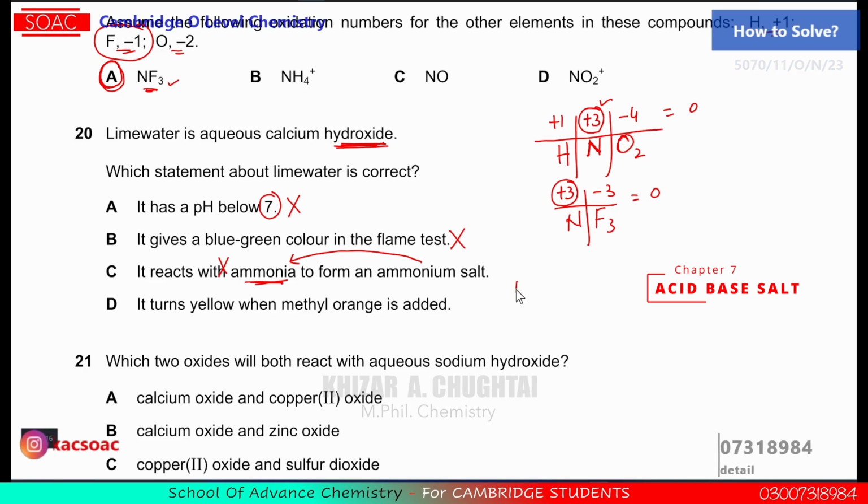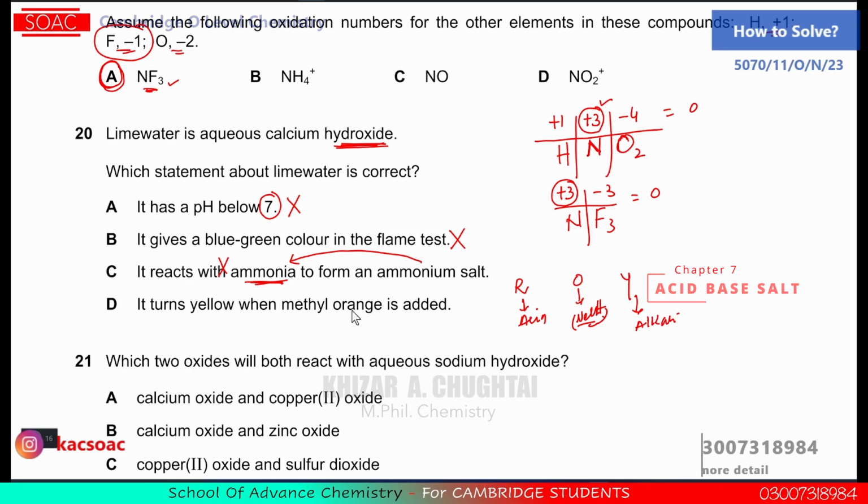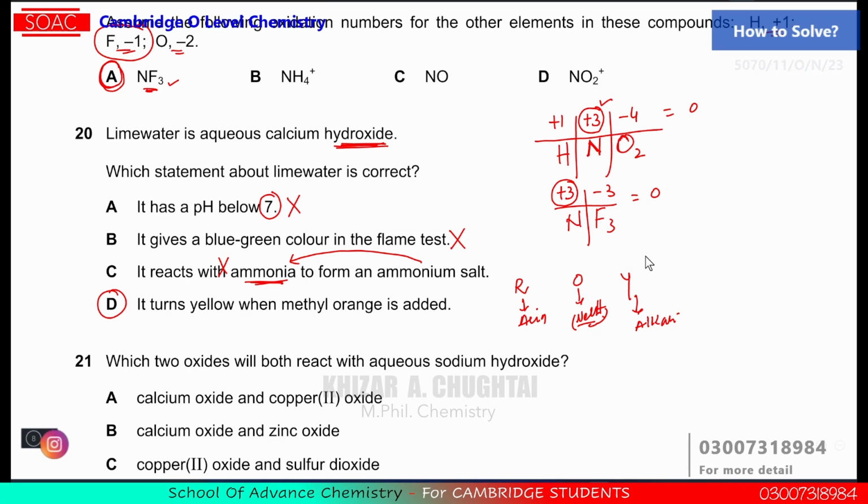D, it turns yellow when methyl orange is added. Yes, methyl orange shows three colors: red, orange, yellow. Red in acid, orange in neutral, when pH is equal to 7 at the neutral point, and it's yellow in alkali. So yes, it is true. Its color will be yellow.